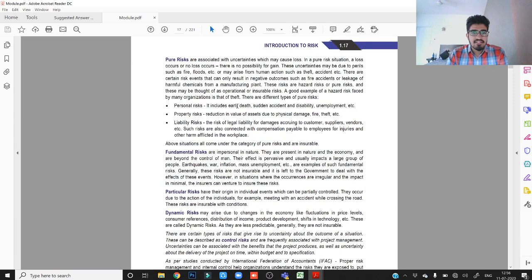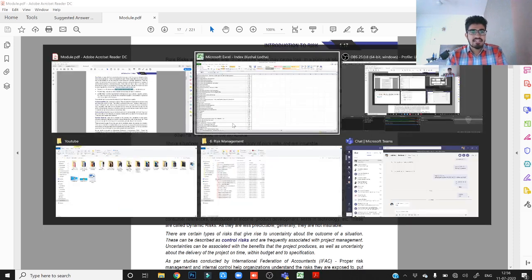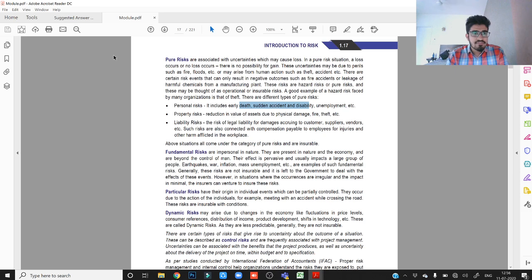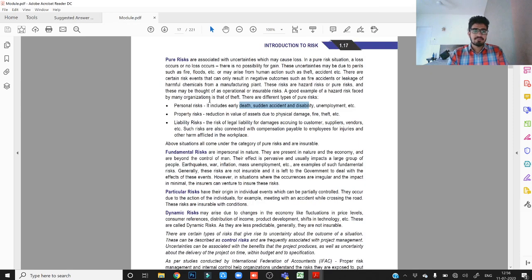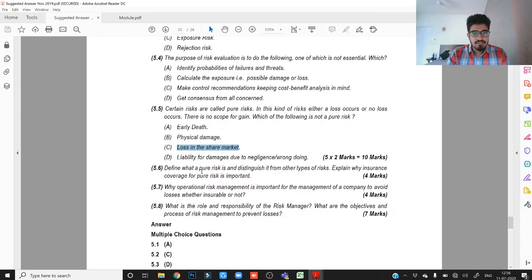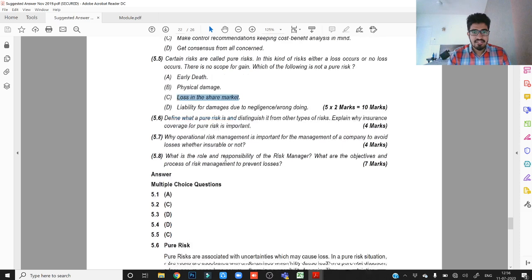See, there are examples given over here: death, accident, disability, unemployment, reduction in value of assets, risk of legal liability. So you have to see which of the following is not there in this particular module. So the answer is loss in the share market, because all the other three are given in these examples. Okay, so I hope you can understand the importance of creating an index.